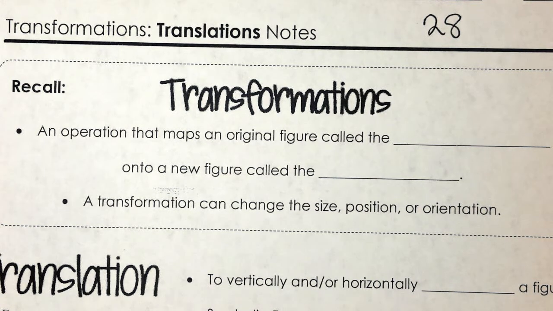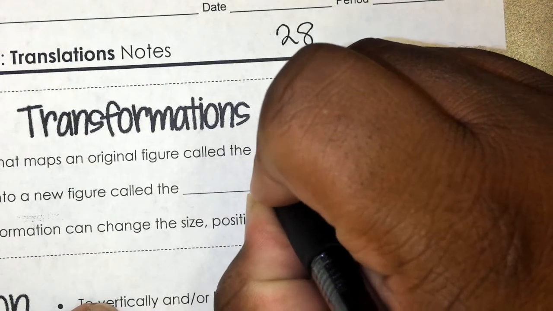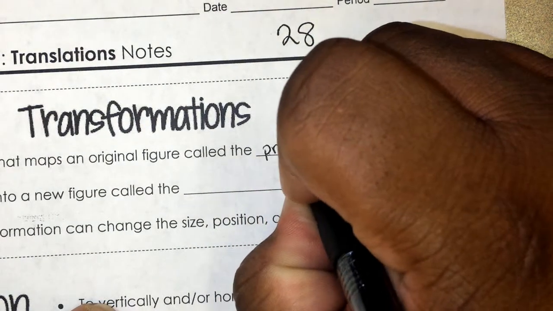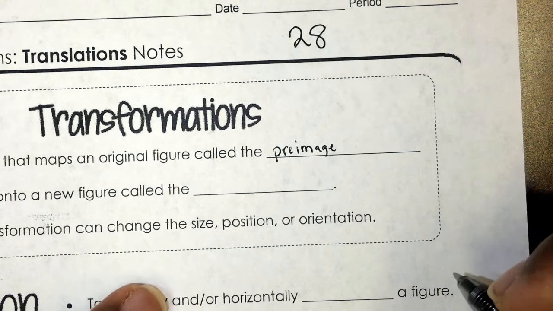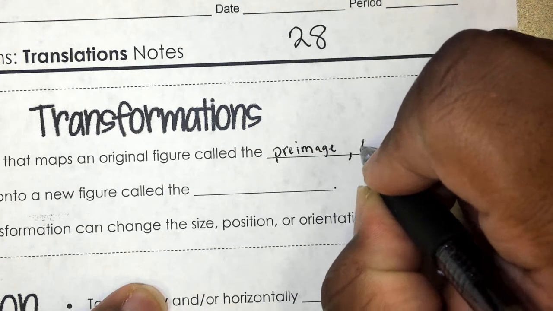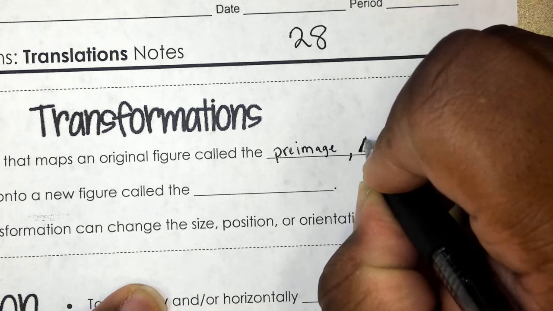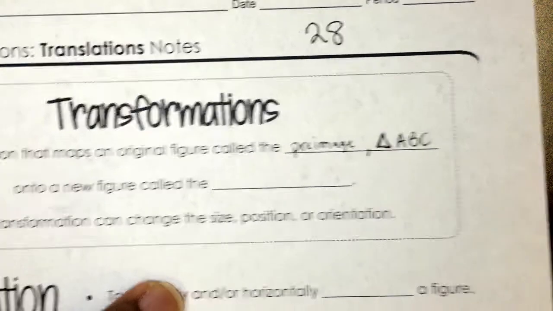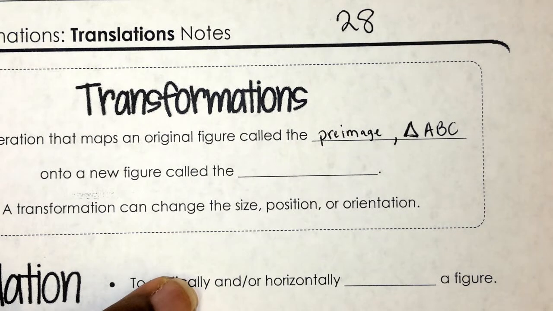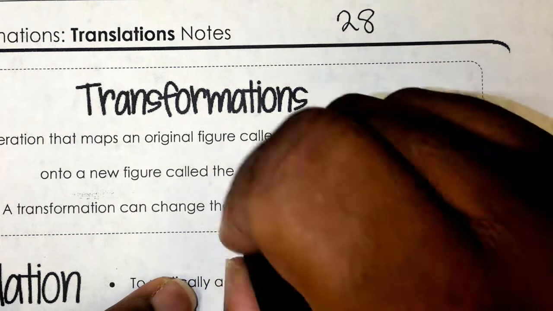So recall transformation, and y'all have seen these before. I know you have, because I taught math in middle school, and we taught y'all this in middle school. An operation that maps an original figure called the pre-image. And just to give you an example of what a pre-image would look like, say I had a triangle on my graph, and I called it triangle ABC. And then onto a new figure called the image.